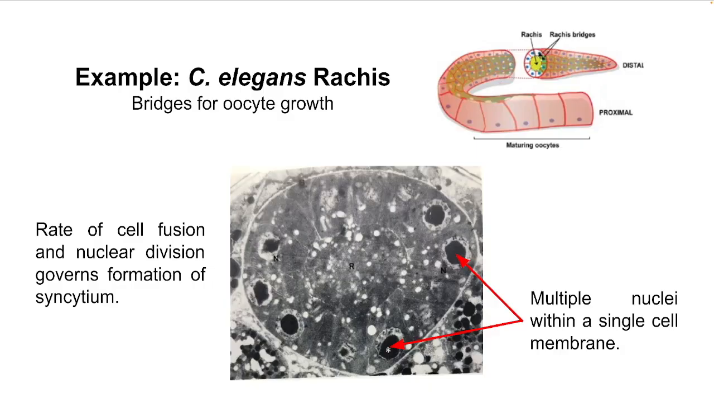The rachis comes together from germ cells that fuse together, and you find this towards the distal end of the adult worm. You have these rachis and rachis bridges, and as you see, they have multiple nuclei within a single cell membrane. And so the rate of cell fusion and nuclear division governs formation of the syncytium, and we could use a regular lineage tree for that, but as we'll see, it kind of violates the convention of the lineage tree. So there are ways to get around that using reticulating trees.